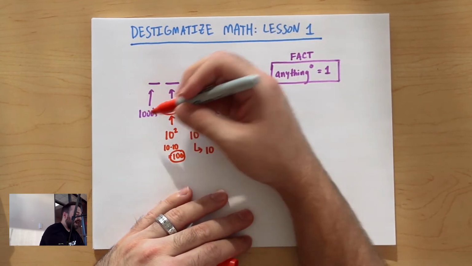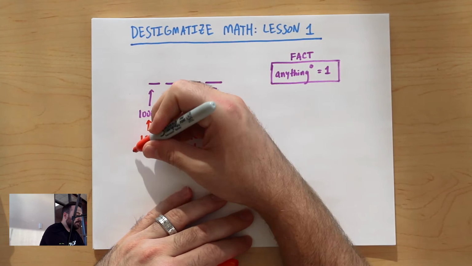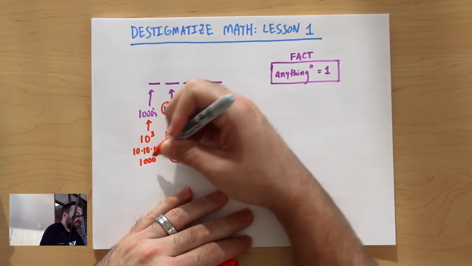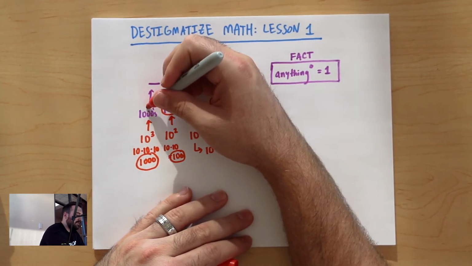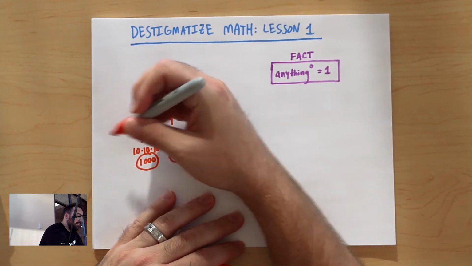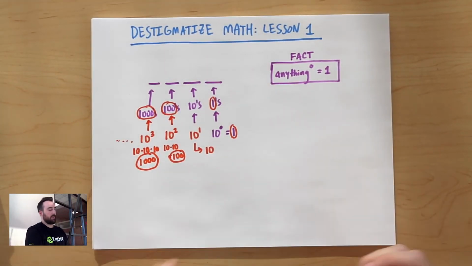And then lastly, we have our thousands place, which if you didn't guess by now, that's 10 cubed, which is 10 times 10 times 10, which gives you 1,000. So if you were to keep going, it'd be 10 to the 4th, 10 to the 5th, and so on, and then we'd be at your 10,000s place, your 100,000s place, and so on.